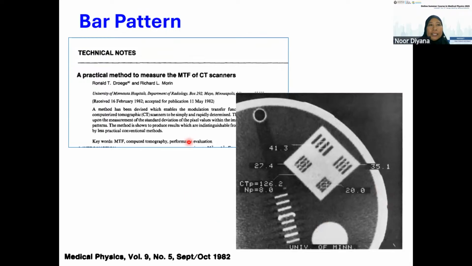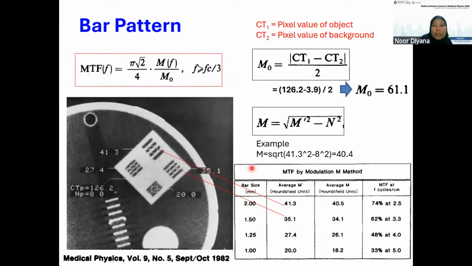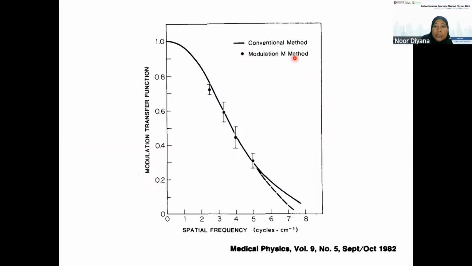Okay, the practical method was first introduced by Ronan in 1982. What they do is they measure it manually and then they transfer it to an MTF. So this is how they calculate the MTF, the modulation, and this is how the curve of the MTF is plotted.